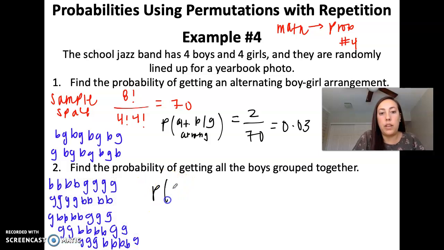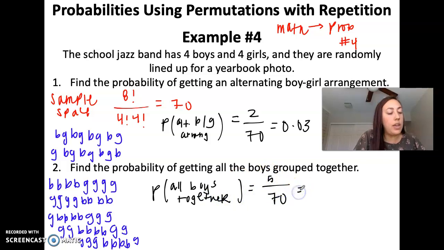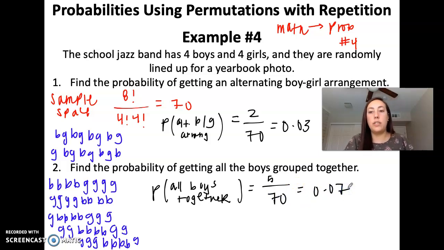So probability of all boys together, there are 5 outcomes in our event out of 70 outcomes total, and that gives us about 7%. So there's a 7% chance that just by chance all the boys get grouped together in the yearbook photo. All right, so that's our last example for that one.